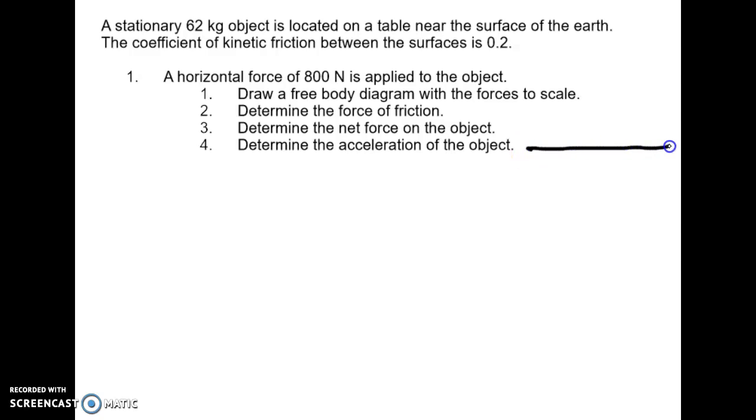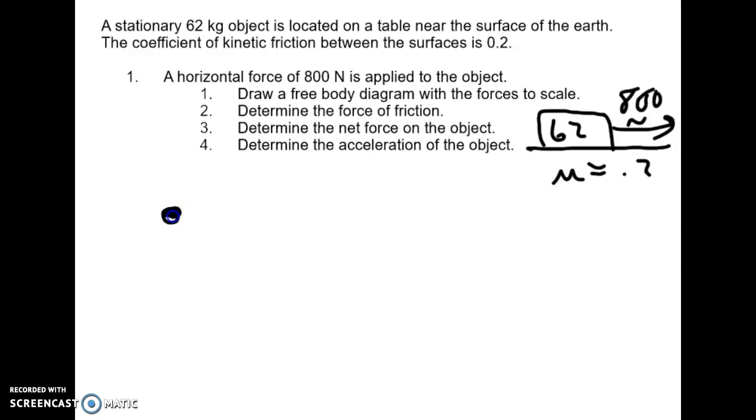What I have is a box, and the box has a mass of 62 kilograms. It's being pulled across a rough surface with an applied force of 800 newtons. And we know that there is friction which acts between the surface and the box, which is going to be equal to 0.2. The first step is to go ahead and draw a free body diagram.